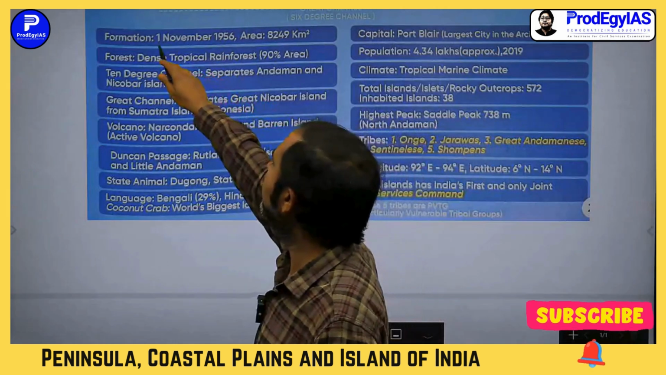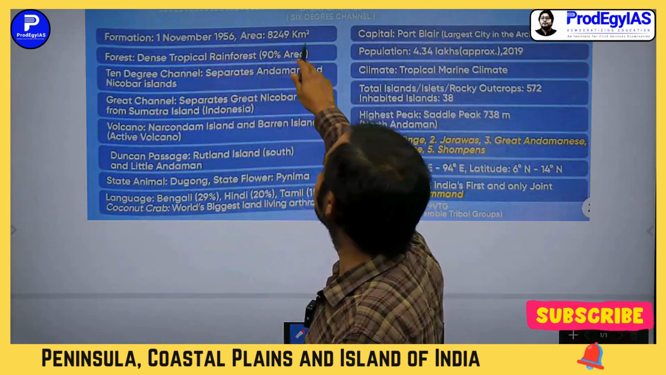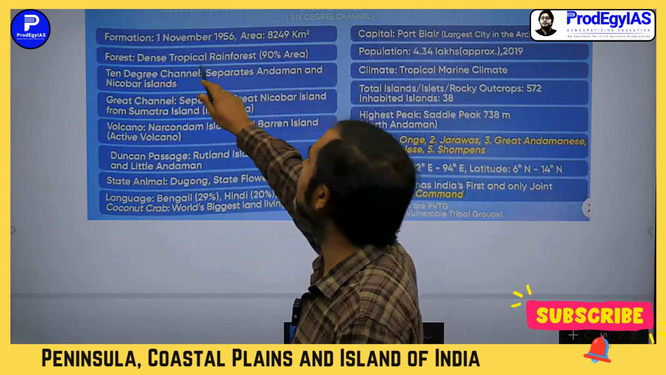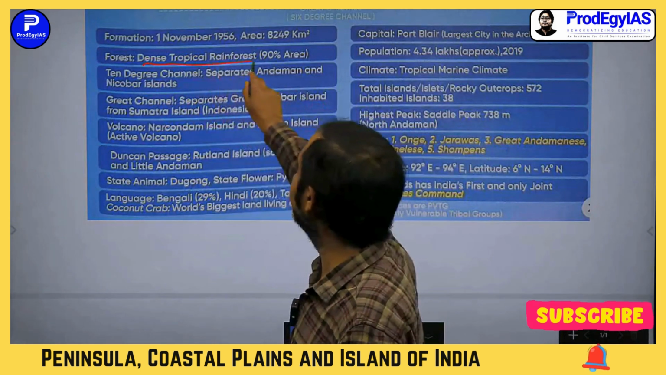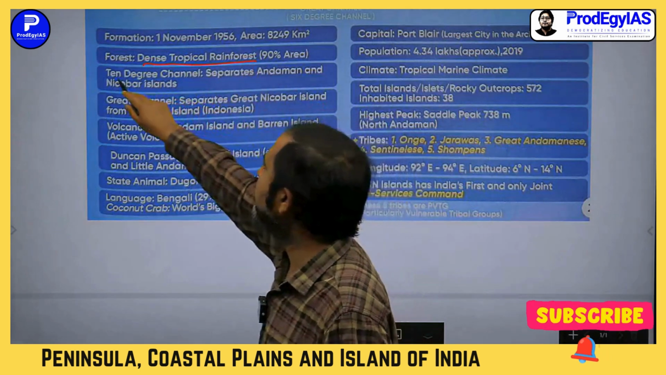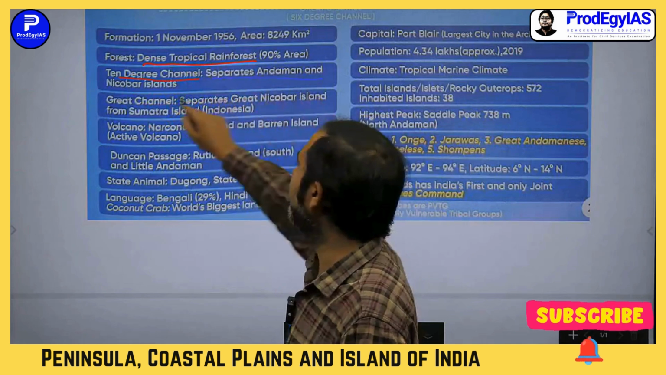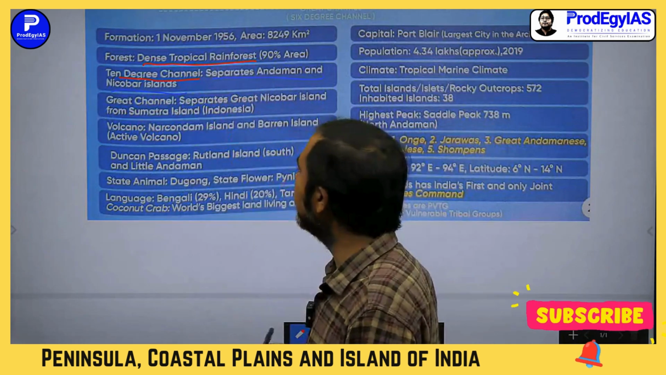This was formed on 1st November 1956. The forests here are dense tropical rainforest, and 90% of the area is covered by it. The 10-degree channel you have seen separates the Andaman Islands from the Nicobar Islands.